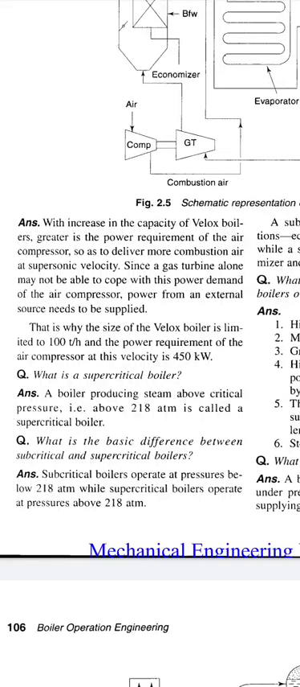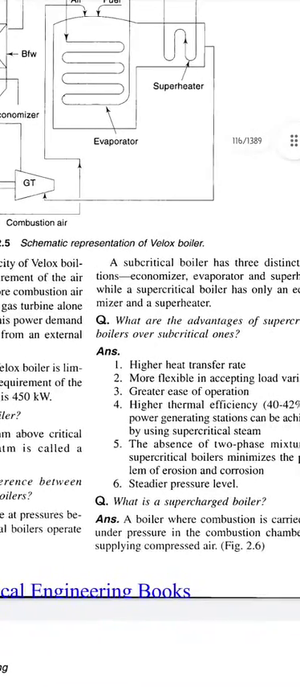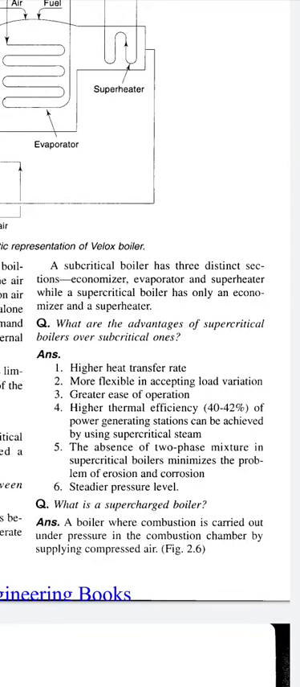The next question, what is a supercritical boiler? Answer, a boiler that produces steam above critical pressure, meaning above 218 atmosphere, is called a supercritical boiler. Question, what is the basic difference between supercritical and subcritical boilers? Subcritical boilers operate at pressure below 218 atmosphere, while supercritical boilers operate at pressure above 218 atmosphere. The subcritical boiler has three distinct sections: economizer, evaporator and superheater, while a supercritical boiler has only an economizer and superheater.